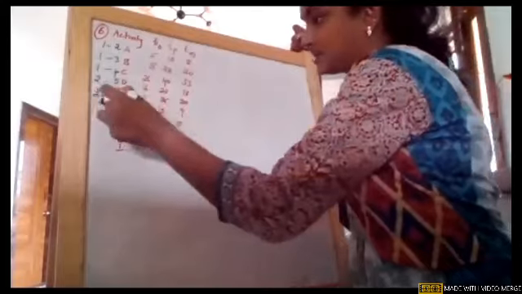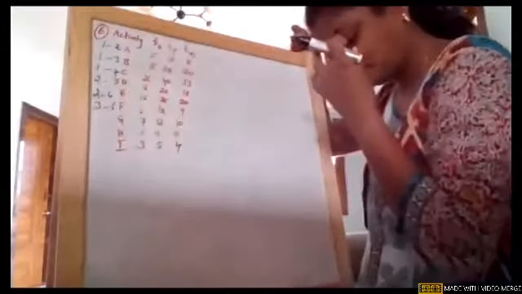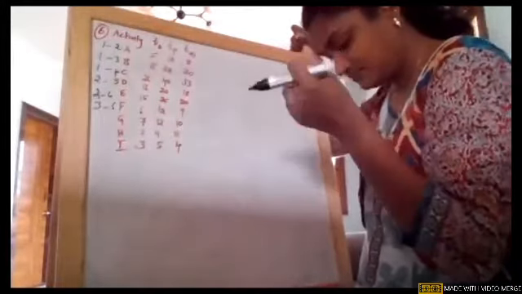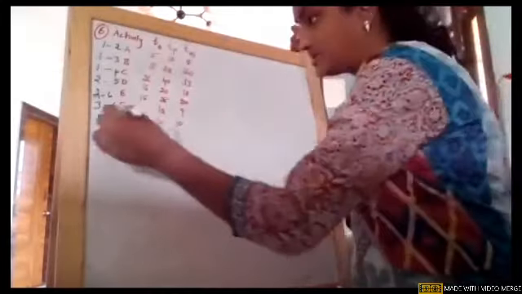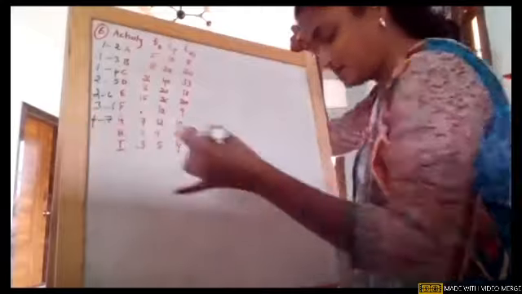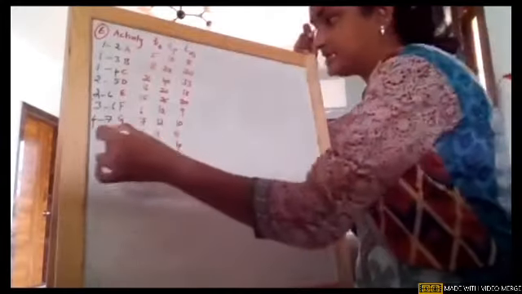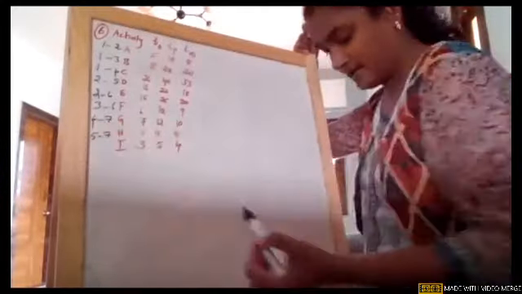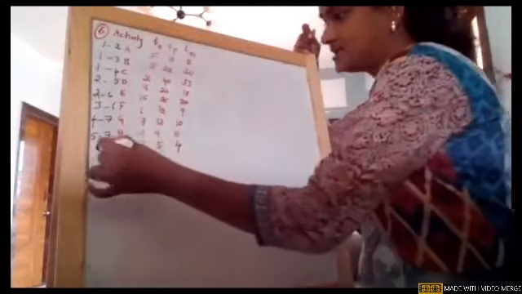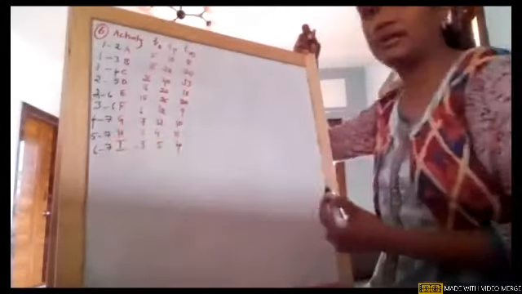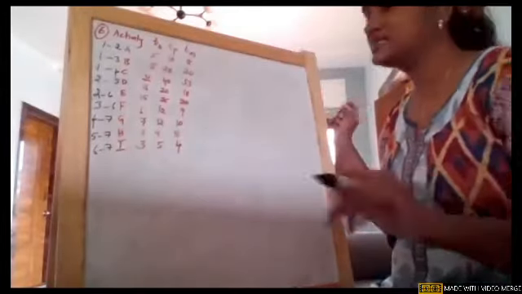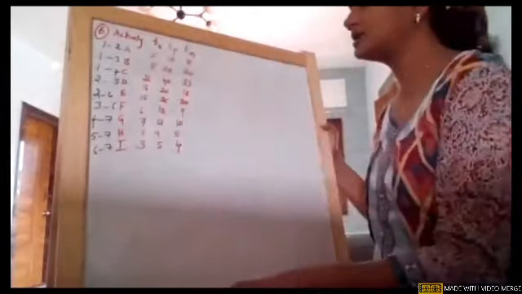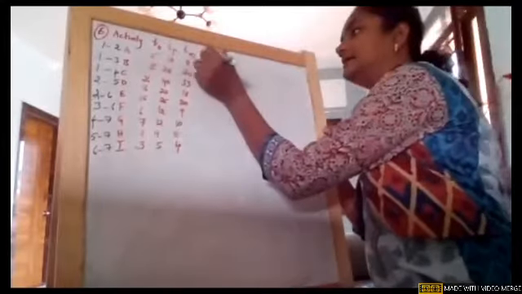F is 3 to 6. G is 4 to 7. H is 5 to 7. And I is 6 to 7. So this is the network given to us. We will draw the network using this and then we will start solving the problem. First, we can calculate TE.